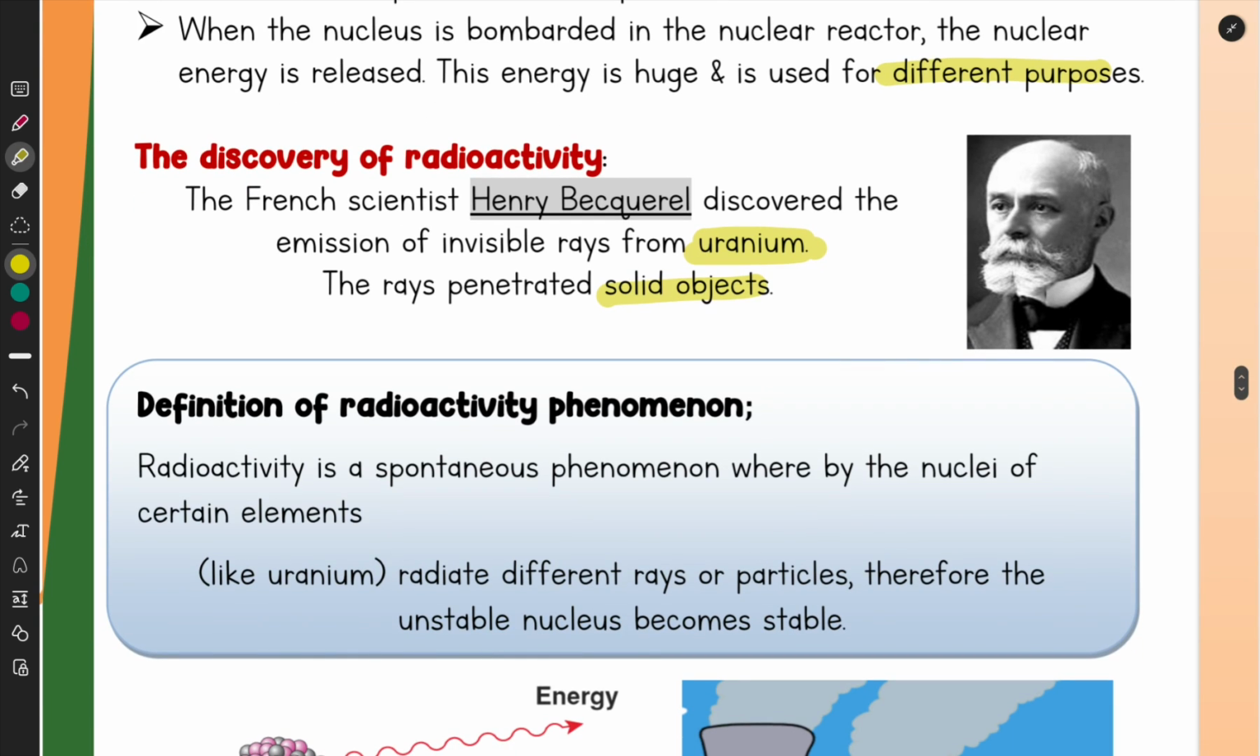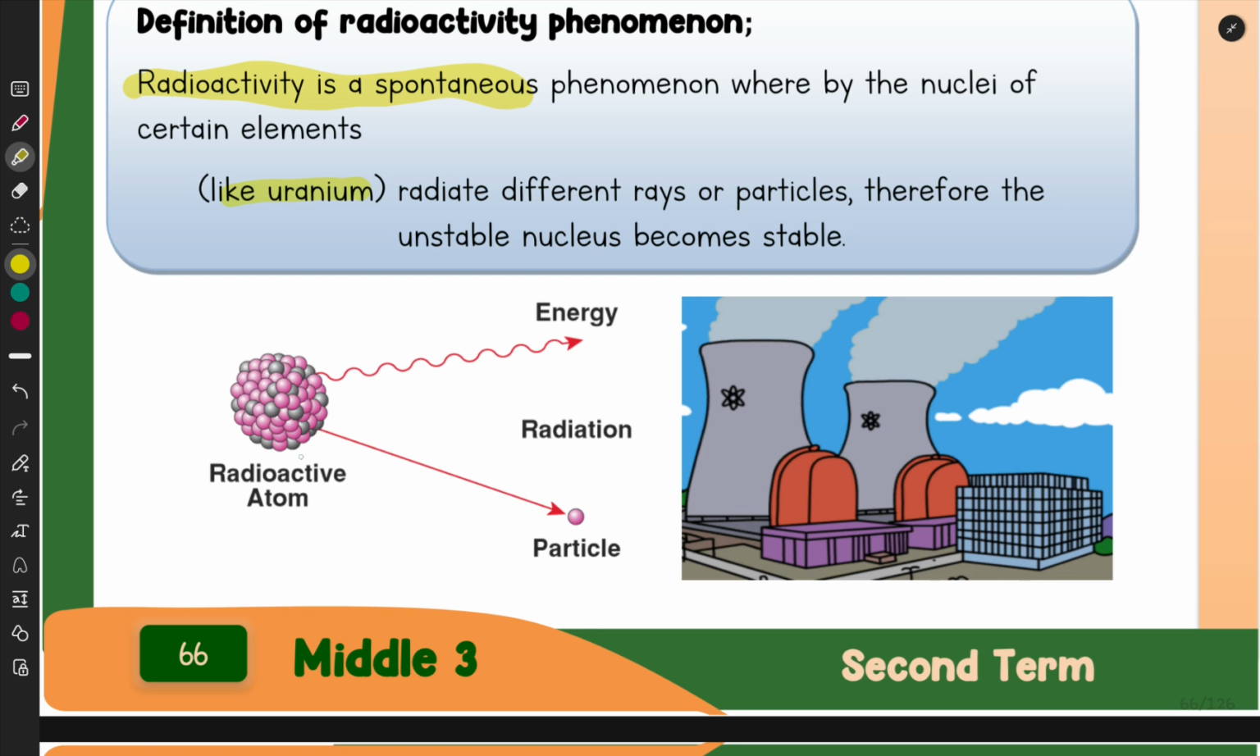Definition of the radioactivity phenomenon. Radioactivity is a continuous spontaneous phenomenon whereby the nuclei of a certain element, like uranium, radiate different rays or particles. Therefore, the unstable nucleus becomes stable. Like in this picture, we have a radioactive atom. This radioactive atom began to radiate energy or a particle like this. And this photo is, of course, a photo of a radioactivity generator.